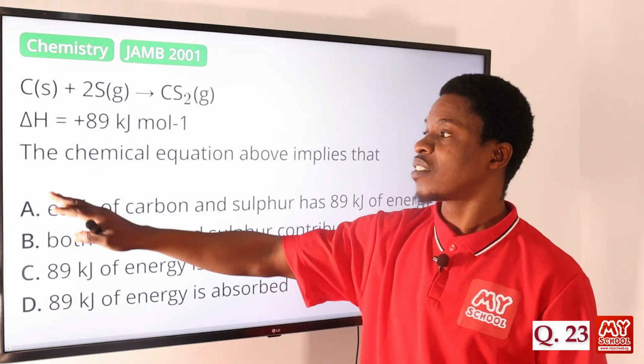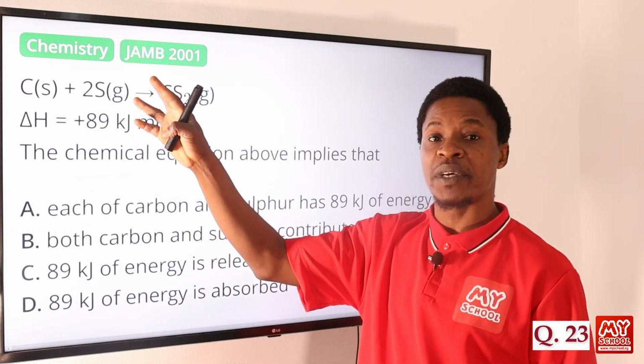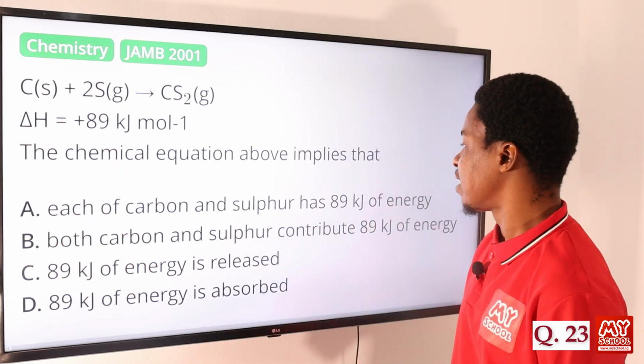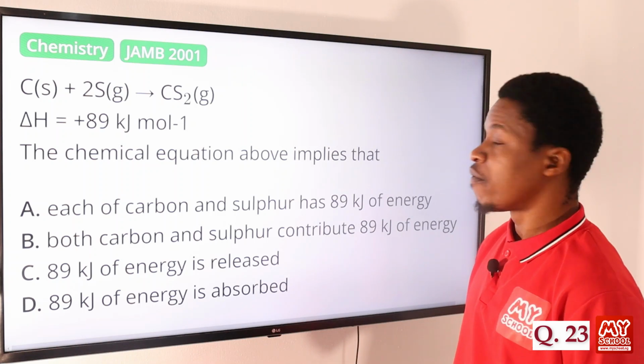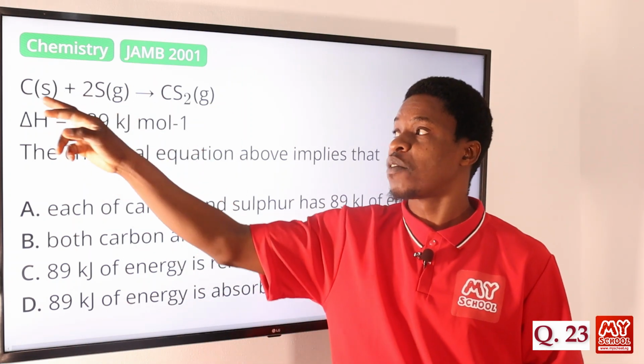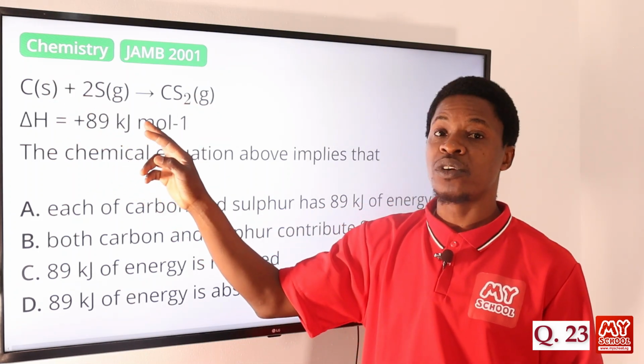So the question says the chemical equation above implies that what? What can we depict from this? Let's see option A. Each of carbon and sulfur has 89 kilojoules of energy. No. Because it is the whole reaction. For this reaction to take place, to produce this, 89 kilojoules per mole is what is required.